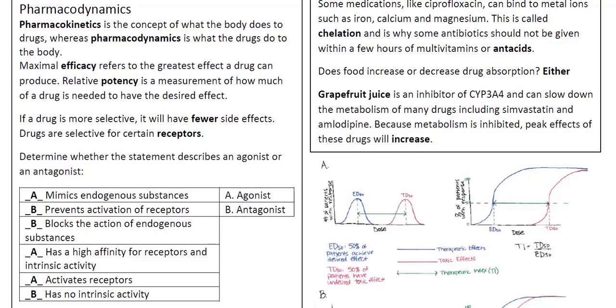An important drug-food interaction is grapefruit juice. Grapefruit juice is an inhibitor of CYP3A4 and can slow down the metabolism of many drugs, including simvastatin and amlodipine. Because metabolism is inhibited, the peak effects of these drugs will increase, which could lead to increased adverse effects.